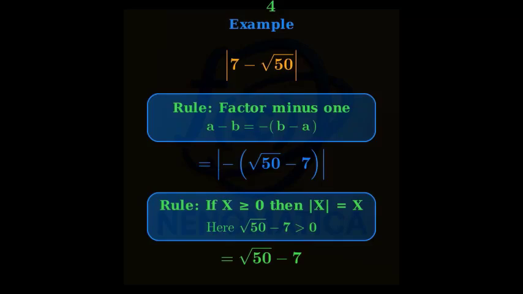How would you justify that square root of 50 is bigger than 7? Share your reasoning in your own words.